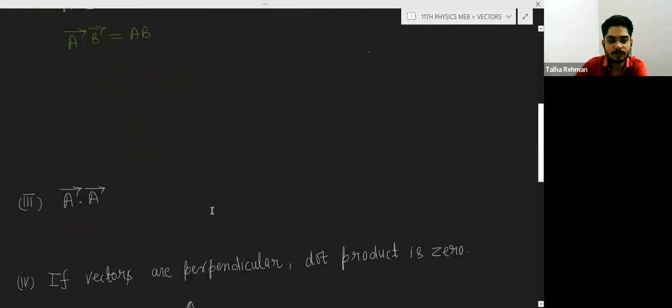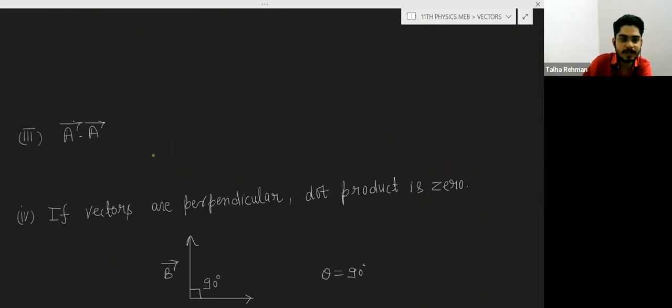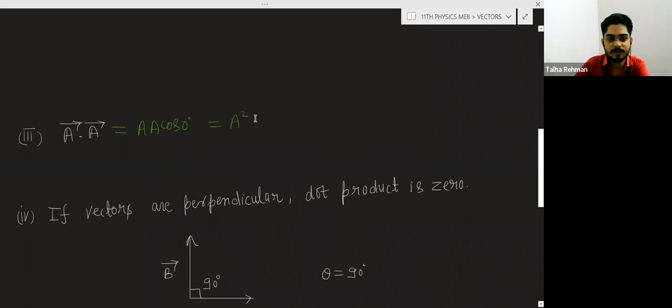This is the second property. Now the third property, A dot A. Simply A dot A. It's very easy. A dot A means A vector and A vector. What is the angle between A vector and A vector itself? 0 degrees. So I can write this as A into A, this will become A square, and cos 0 is 1. Simple.